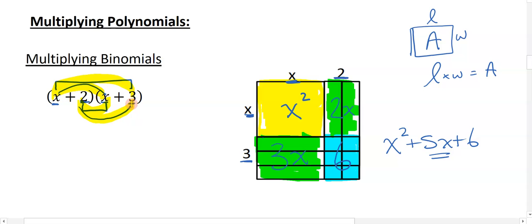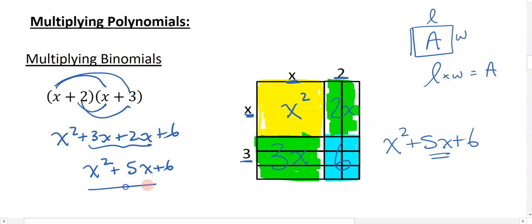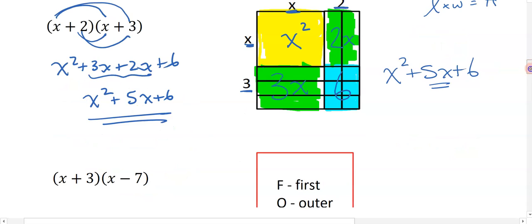Okay, so it's like a double distributive law. So if I was to multiply this out, I would get x times x is x squared, x times 3 is 3x, 2 times x, and then 2 times 3. And then I would collect like terms, and I would have my final answer. That is the area or the answer to that product.